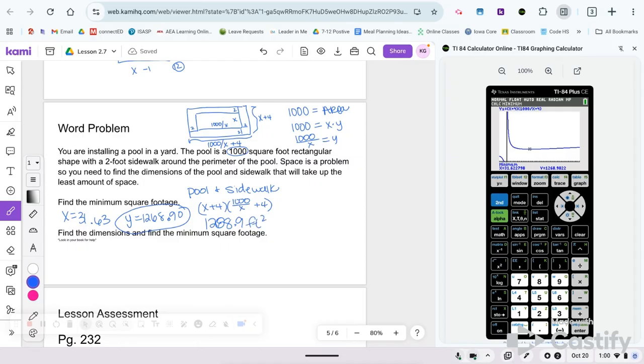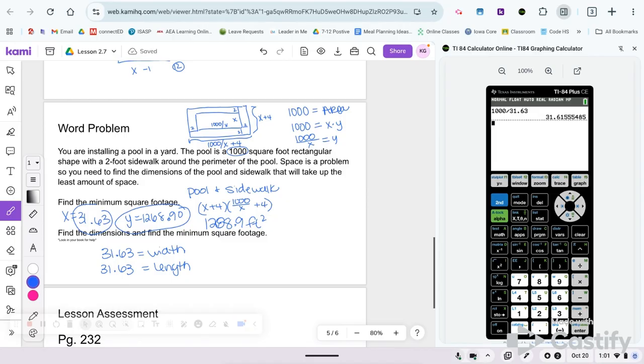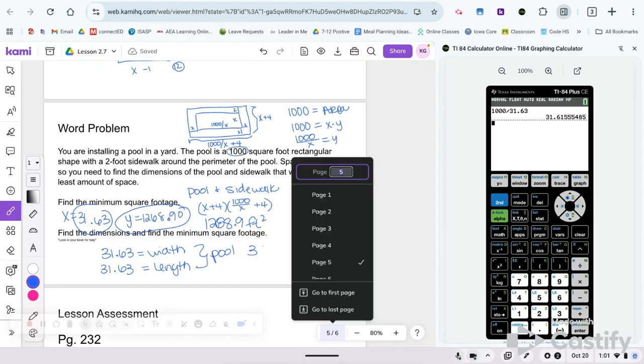And then for the dimensions, if I know X is 31.63, that would be my width. And I know that my length is 1,000 divided by 31.63. Ends up being 31.63 also for my length. And then that's just my pool. But if I add the sidewalk to both of them, it'd be 35.63 for both of those.